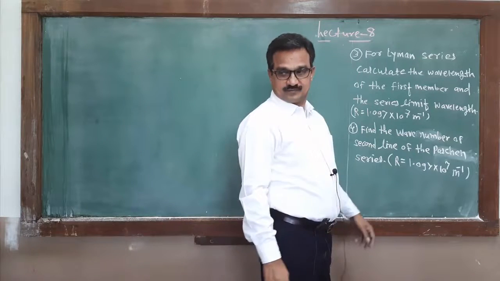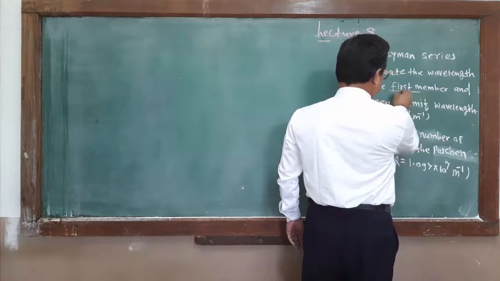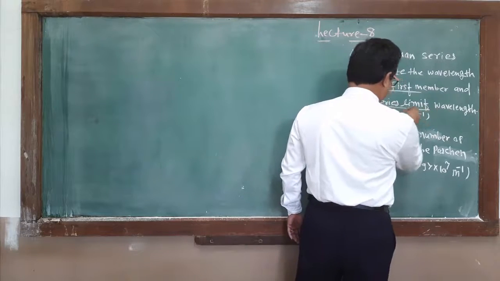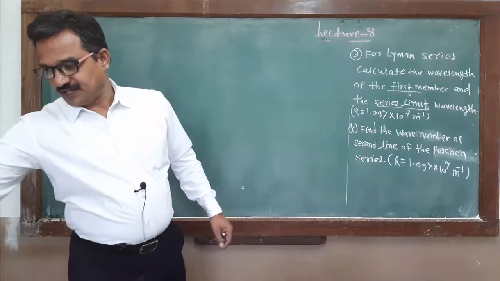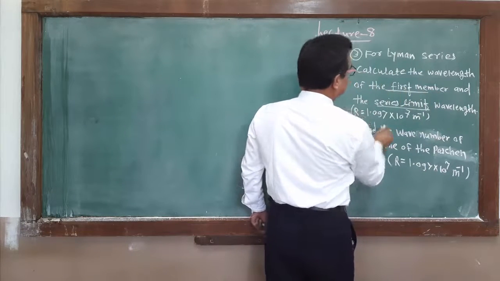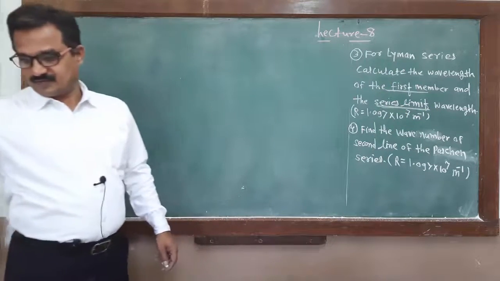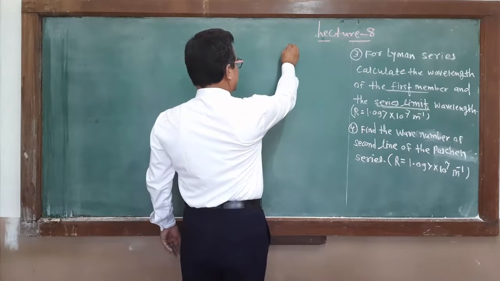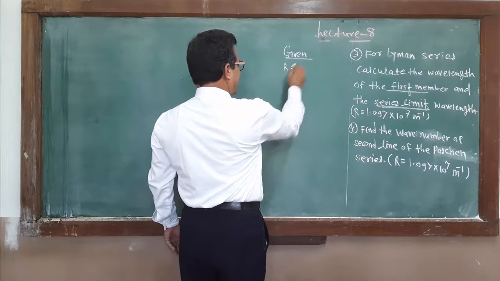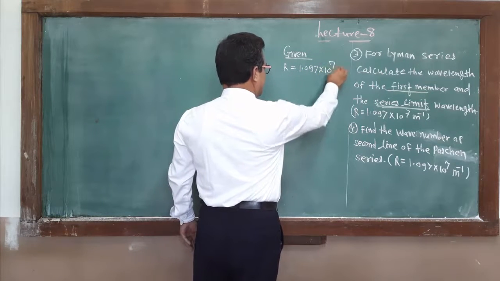Next problem. For the Lyman series, calculate the wavelength of the first member and the series limit wavelength. This means we want to find the wavelength of the first member and the series limit wavelength, so two wavelengths are calculated. Again, for this problem, what is given? The value of R is given: 1.097 into 10 raised to 7 per meter.